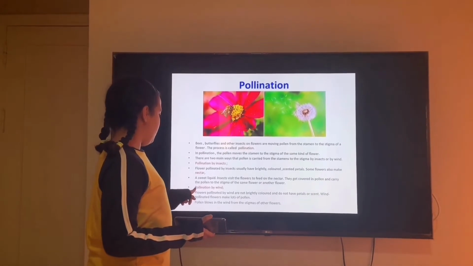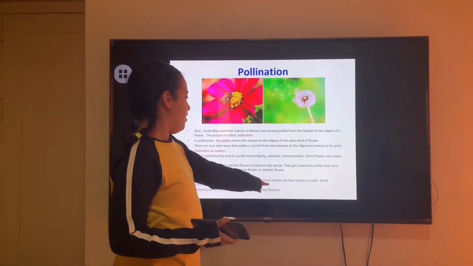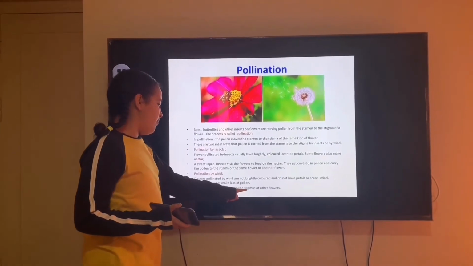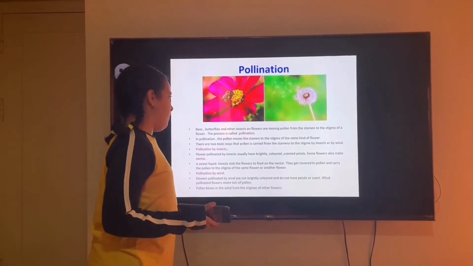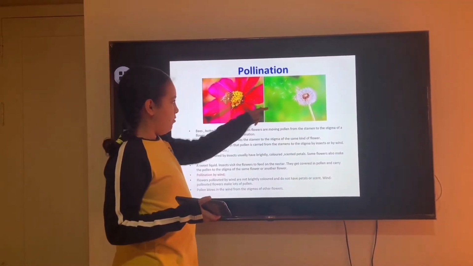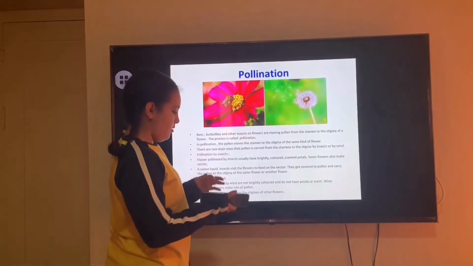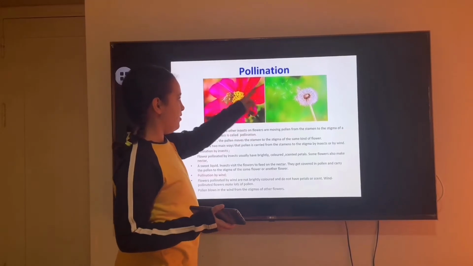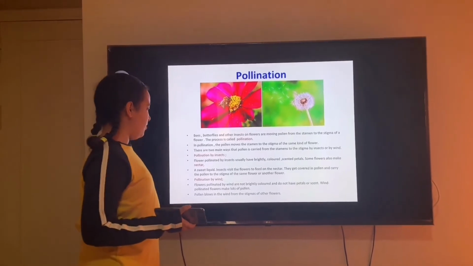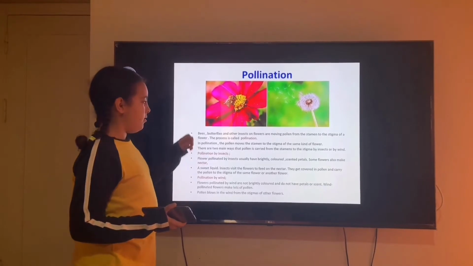Here it can be pollinated by wind. Flowers pollinated by wind are not brightly colored and do not have petal scent. The pollen blows in the wind from the stigmas of other flowers. So this flower does not have brightly colored or scented petals. What happens is the wind gets this pollen and carries it away to another flower. And this is pollination by wind, and here is pollination by insects. Here is the bee, as I told you.